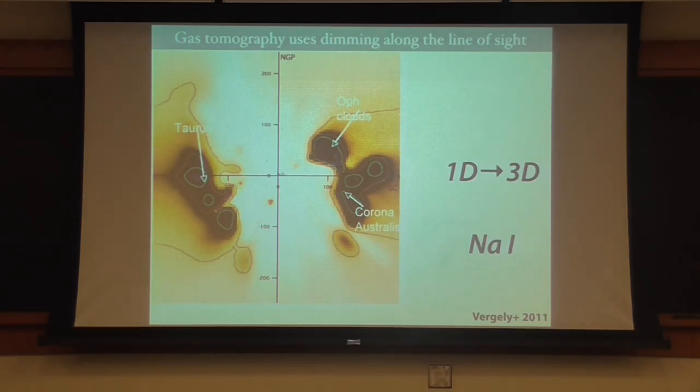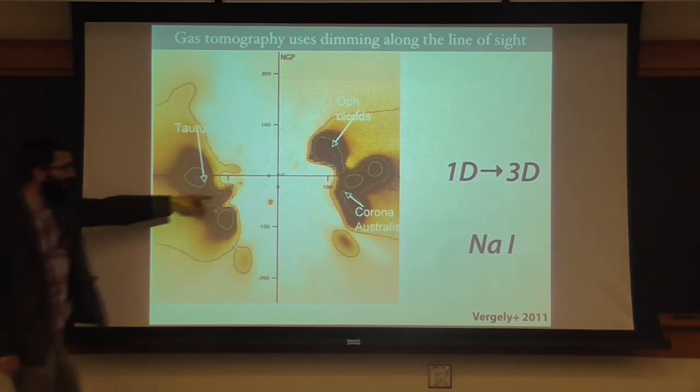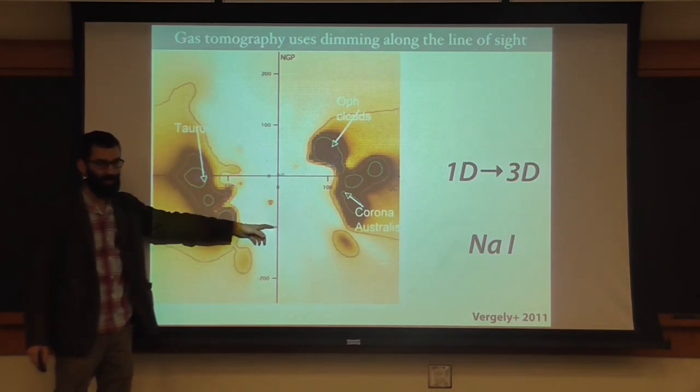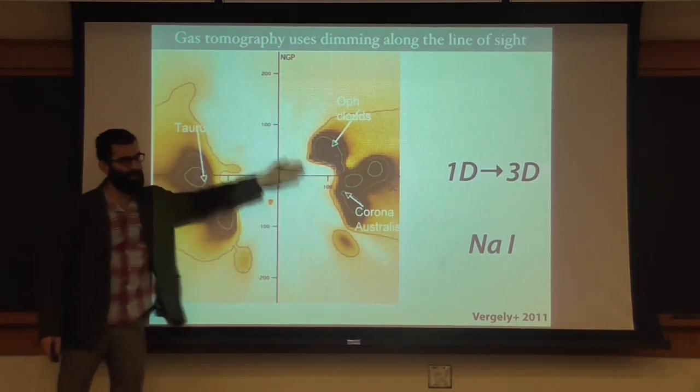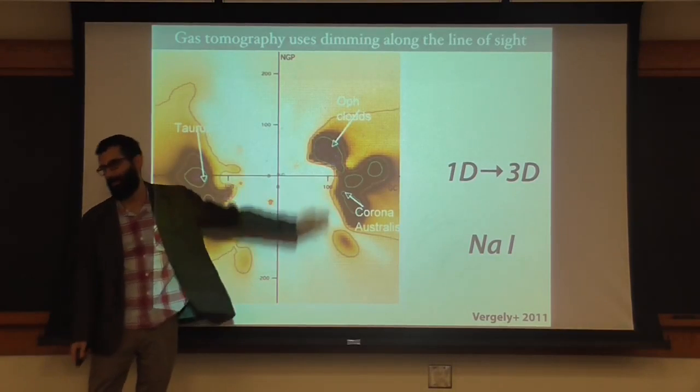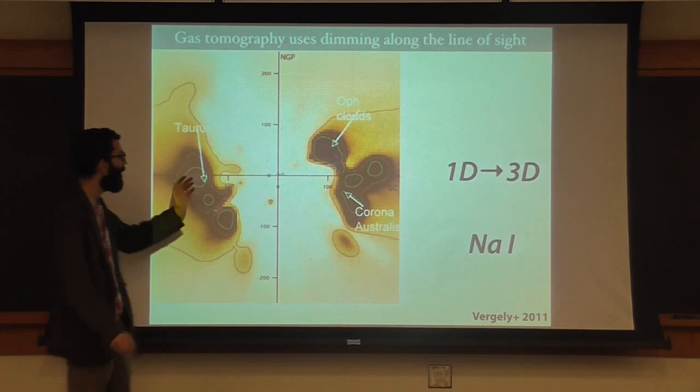So gas tomography is looking at the dimming along the line of sight. So here's the sun, and this is 100 parsecs. So this is the local stellar neighborhood. This volume is called the Local Hot Bubble. If you're interested in this, I've written too many papers on this topic as well.